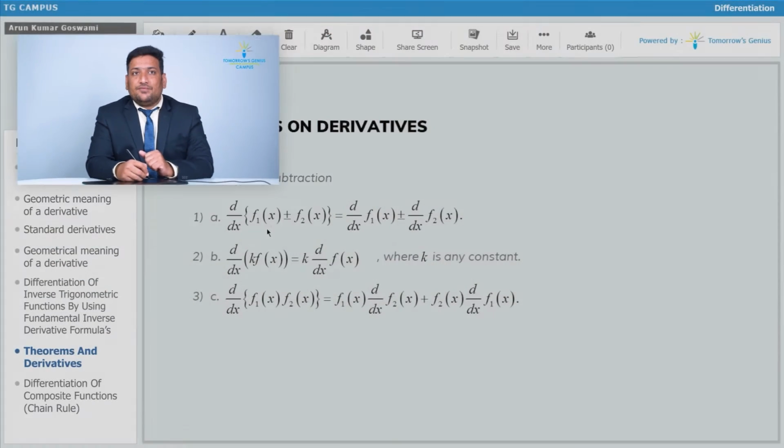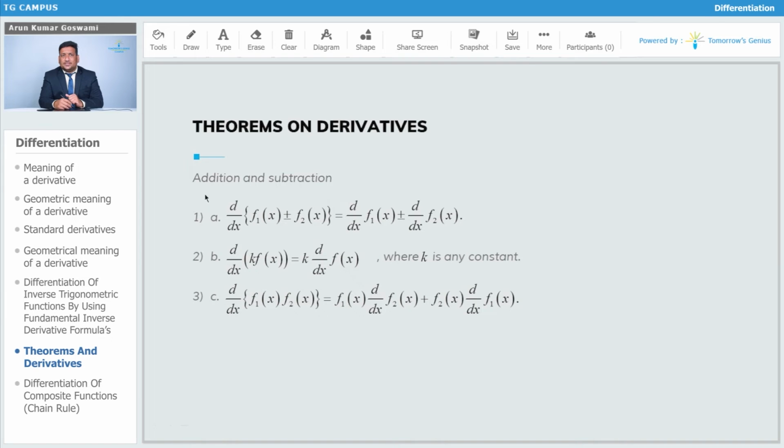Okay, so here we have a few theorems. I have written these things here. The first theorem is d by dx of f1 of x plus minus f2 of x is equal to d by dx of f1 of x plus minus d by dx of f2 of x. Basically, we have just segregated two functions. We have two functions combined, and then we have written those two functions in a different, segregated manner.